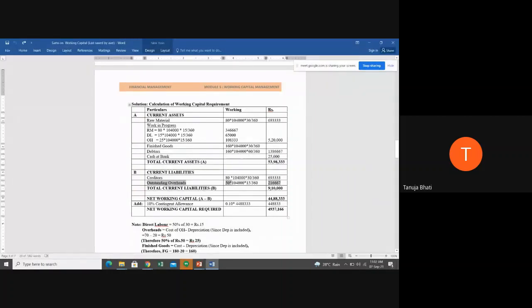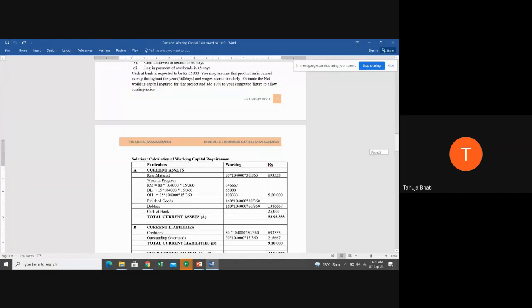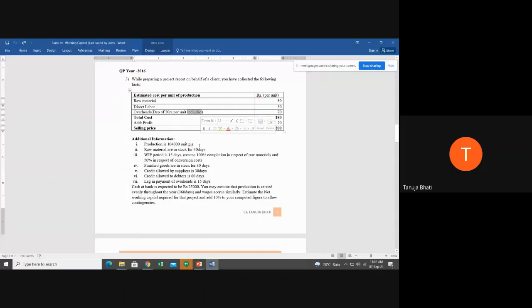So current assets minus current liabilities, you will get net working capital, which is 44,88,333. To that, you are adding 10% contingency. You're getting your net working capital required. So what we have done in this problem, in our first problem, it was excluding depreciation, so we need not bother. But here it was including depreciation, so we had to exclude depreciation while calculating overheads. We had to exclude depreciation while calculating cost. And we had to exclude for lag in payment of overheads. Again, we had to exclude depreciation. Because in calculation of work in progress, we have to exclude depreciation and do not include it.